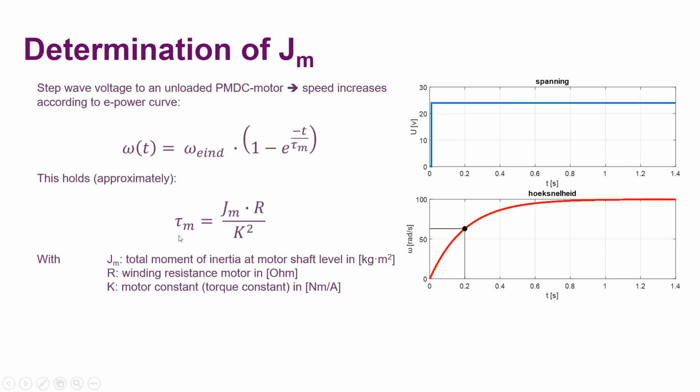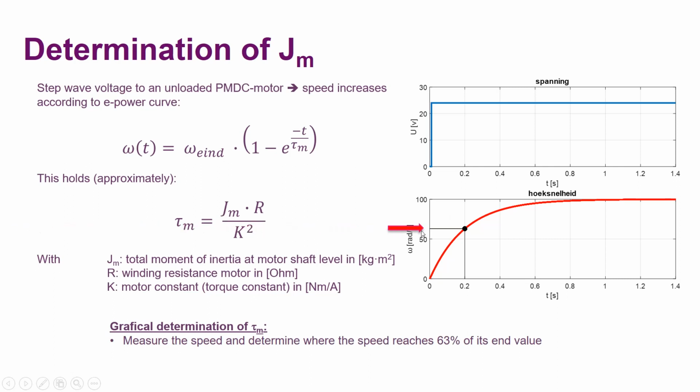How do we measure that time constant tau m, the time constant of the motor? We do it by looking at the 63 percent point of the motor speed. So the point where the motor speed reaches 63% of its end value. The time which equals the 63% end value of the speed, that time related to the start time, so in this way almost 0 seconds, that difference is the motor time constant, tau m.